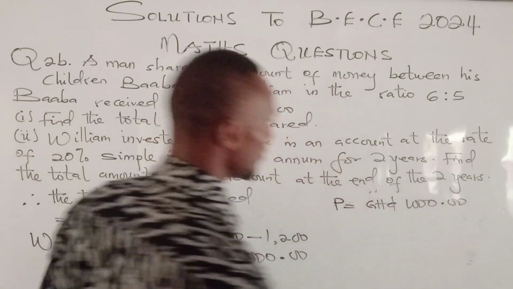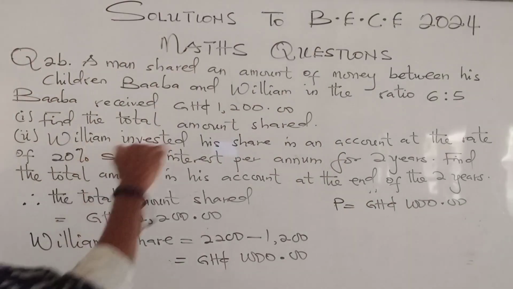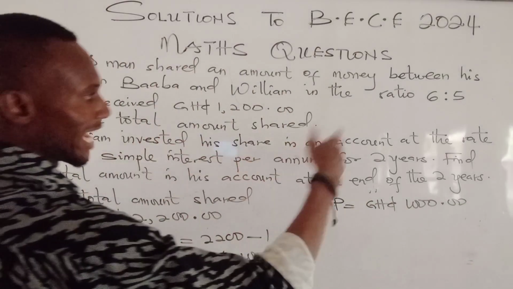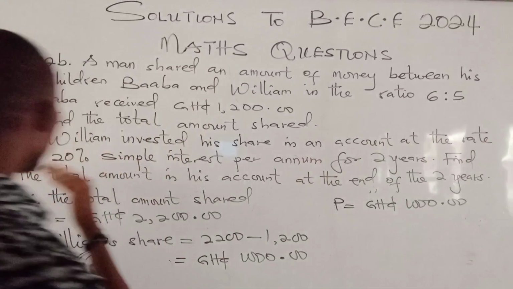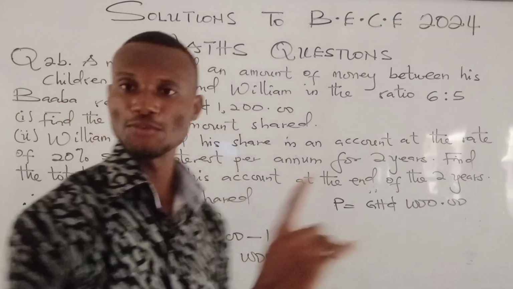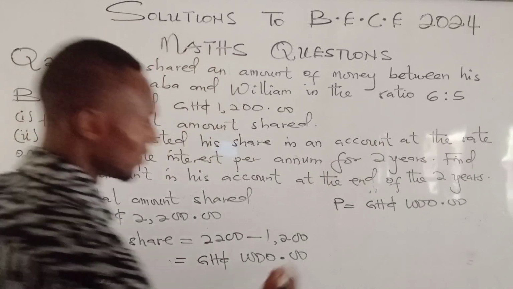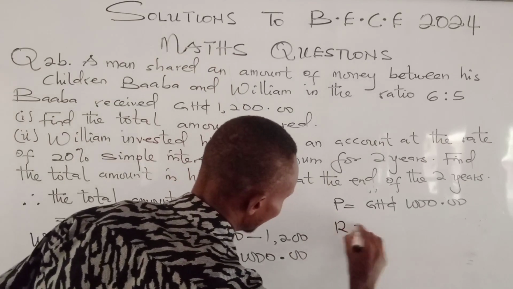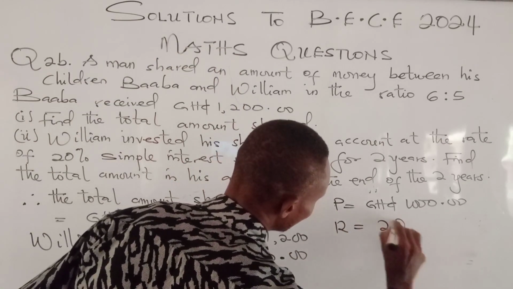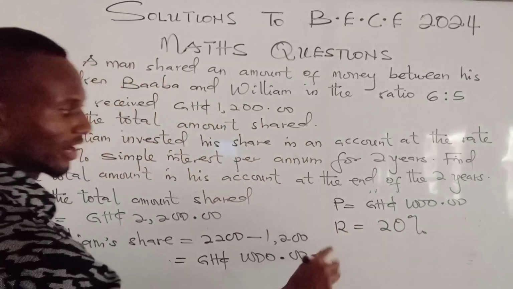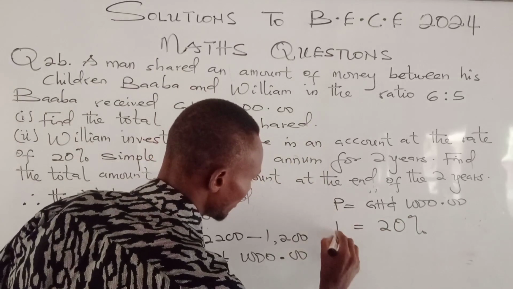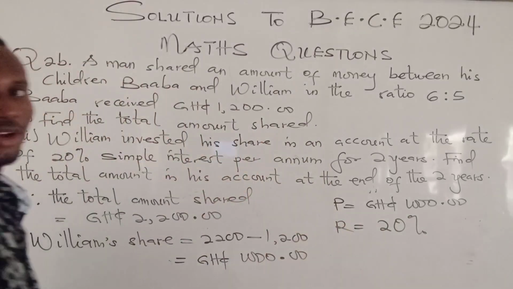So now let me continue reading. It says that William invested his share in an account at the rate of 20%. So we have been given the rate. The rate is what? 20%. So let me write the rate down. So I have my rate equals 20%. Capital R represents the rate. So rate equals 20%.